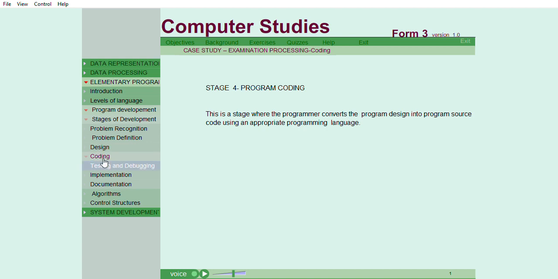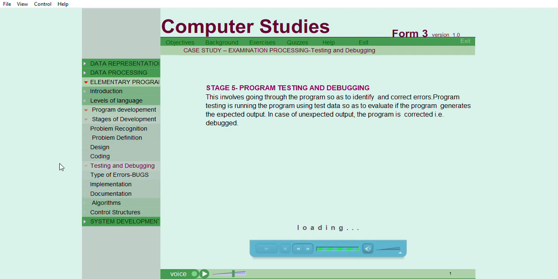Stage 4. Program coding. This is a stage where the programmer converts the program design into program source code using an appropriate programming language.